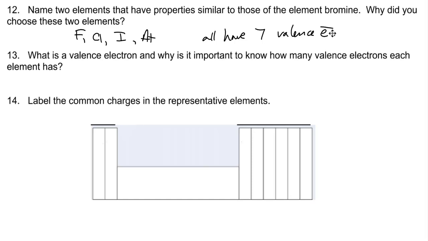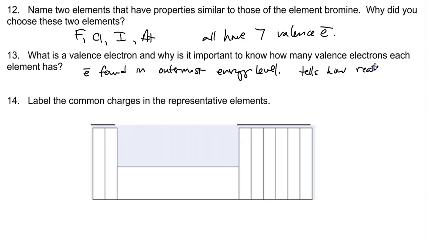We've talked about valence electrons several times. I guess we need to know what it is and why it's important. So these are the electrons found in the outermost energy level. Why are they important? It basically tells how reactive an element is.